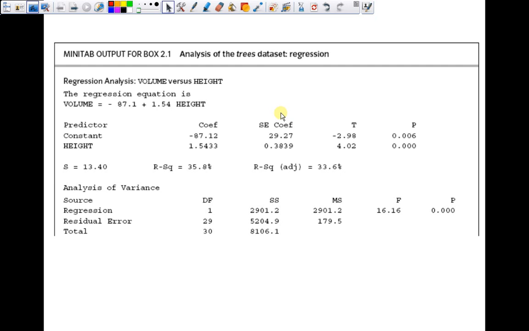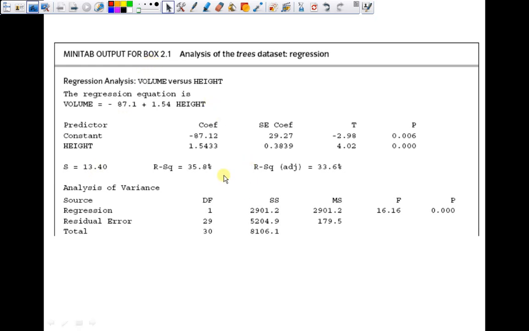And remember, if the slope is not equal to 0, we're saying there is some type of relationship between height and volume of a tree, and that makes sense in this example. The taller a tree is, the more volume you're going to have. This number, S, 13.4, represents the sample standard deviation of the residuals. If we took all of our residuals and took the standard deviation of them, that's the number we get. It's an estimate of the true standard deviation of the residuals in the population.